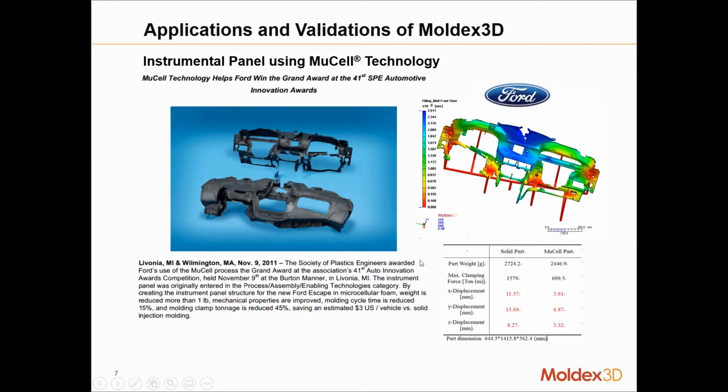And this is an example with MuCell technology, which was published back in 2011. They used MuCell technology in order to understand how much clamping force and how much pressure we need for this foaming process, and whether this foaming process helps us reduce warpage or not. So this is an application we used back in 2011.